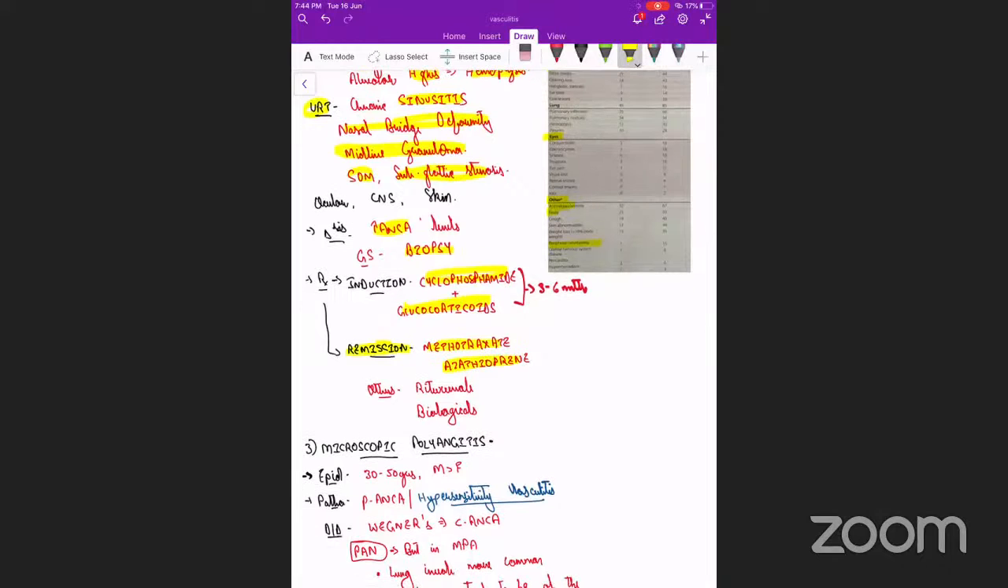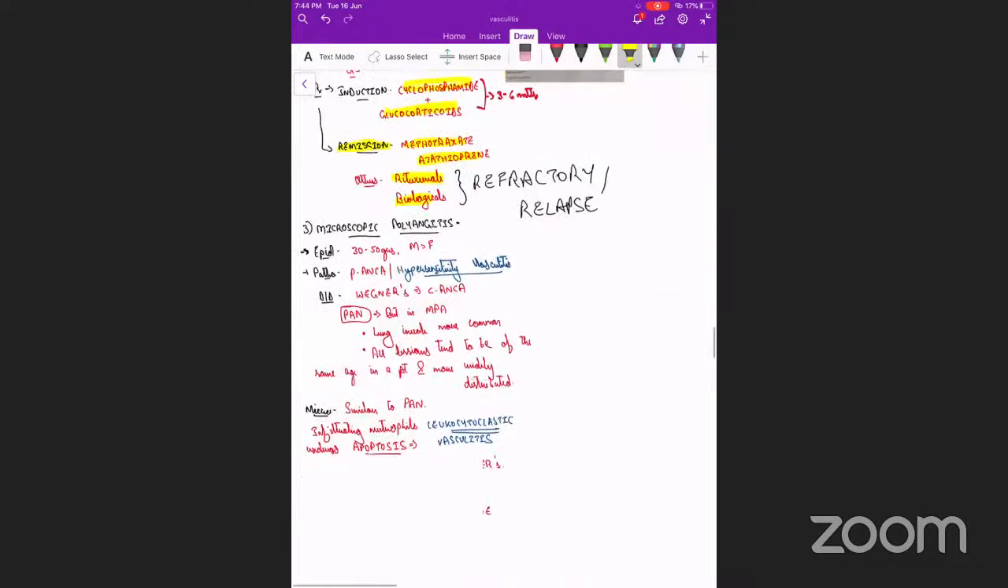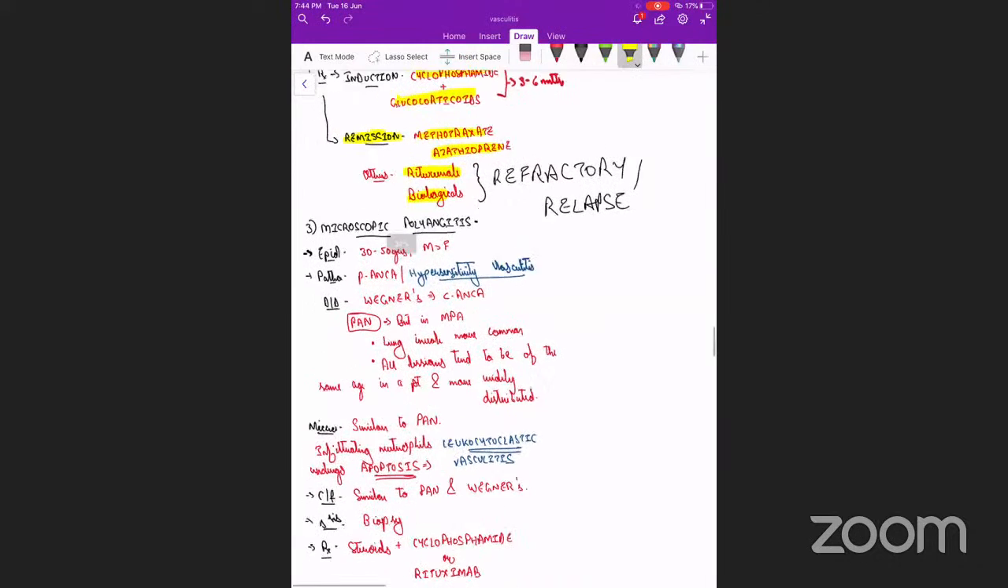If the patient is refractory, they can go for higher order drugs. If the patient is refractory, or if the patient comes with relapse, then we can go for rituximab or biologicals. Usually, first we go for rituximab. Okay, then comes second one.